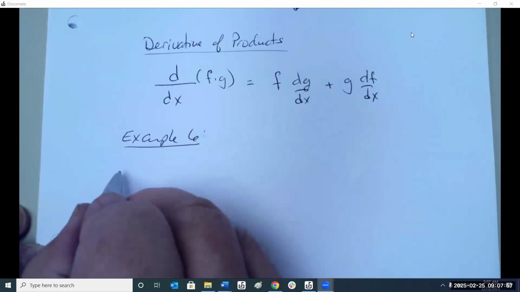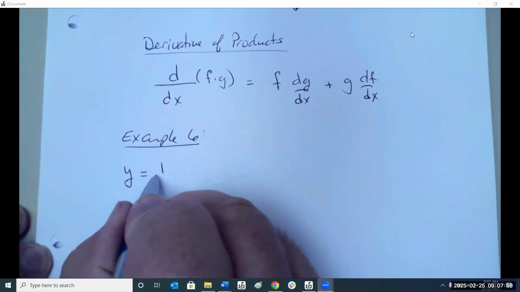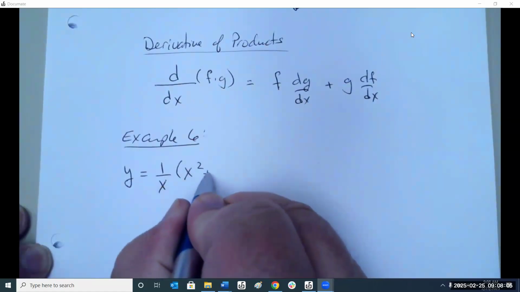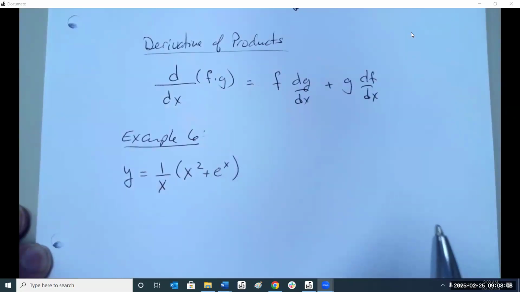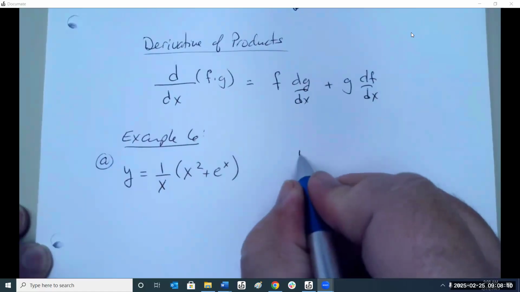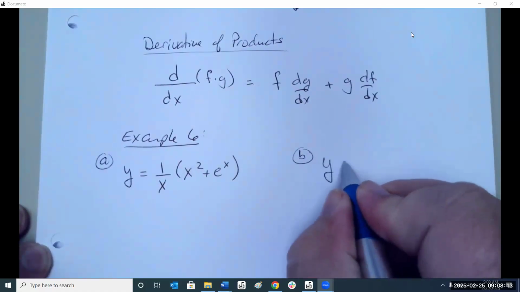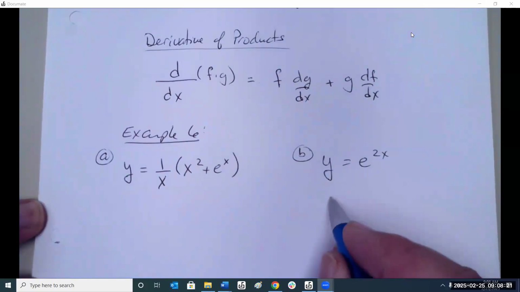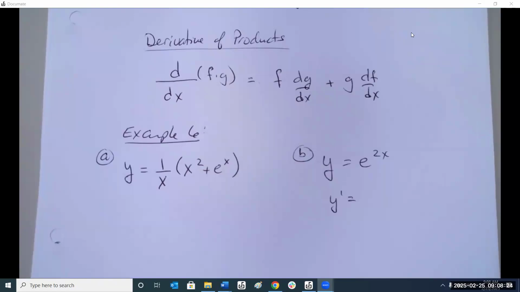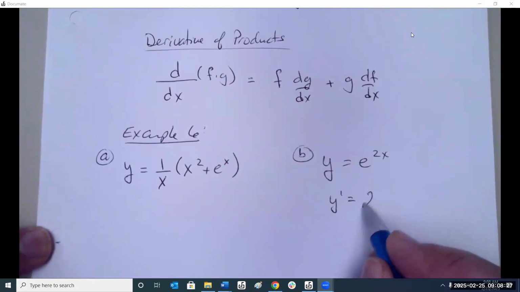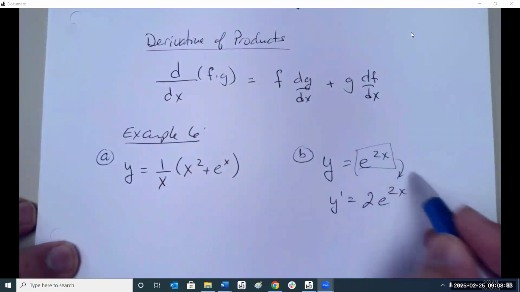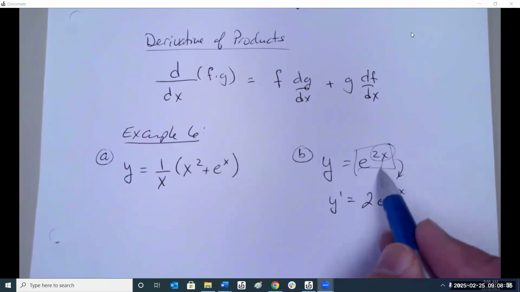Here we have y is equal to 1 over x squared plus e to the power x. That's a. And b, y equals e to the 2x. We know this one already. We've done this one already. What's the answer to that one going to be? Very good. Yeah, because this has to stay in the answer. Just take the derivative of the exponent, and that goes there.